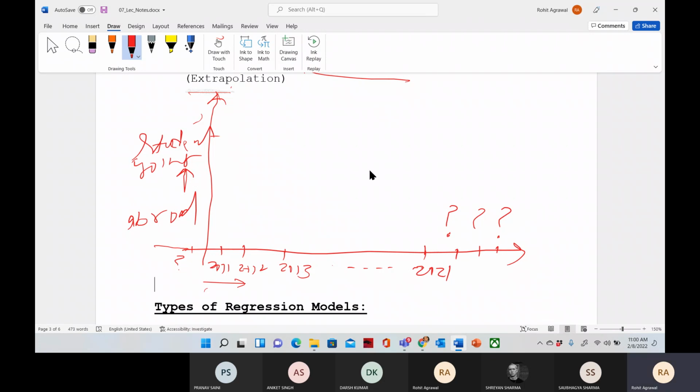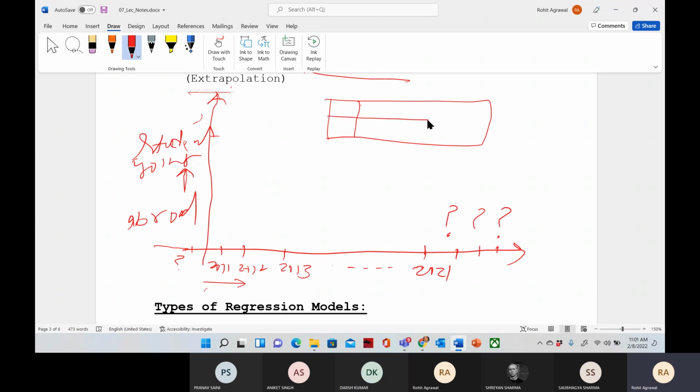Extrapolation means you have data within some range, and your goal is to predict outside the data range. Outside the data range. Clear? Yes, sir. One example I can also give you.